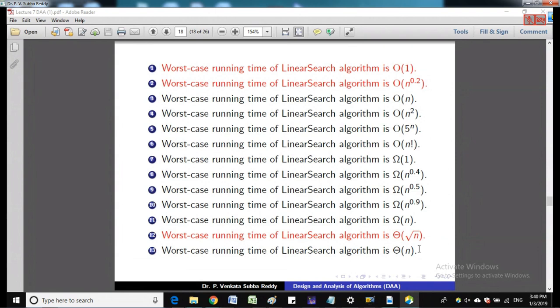Next we have seen some theorems on asymptotic notations. That is, if you have a polynomial of degree m, then it can be represented as big O of n power m, theta of n power m, and big omega of n power m. Next, we will discuss the running time of the linear search algorithm under various cases, that is, best case and worst case.